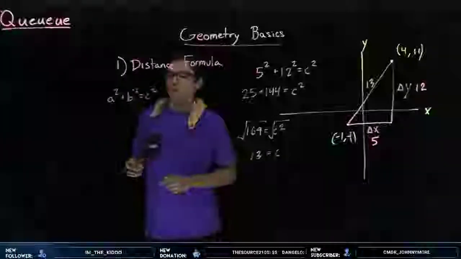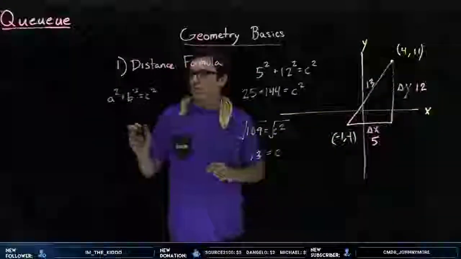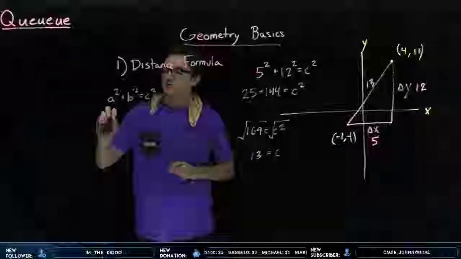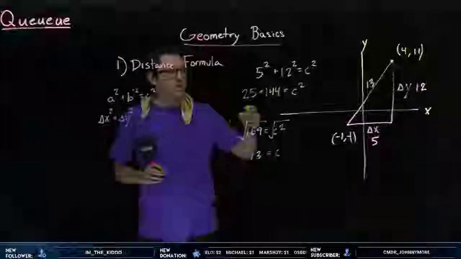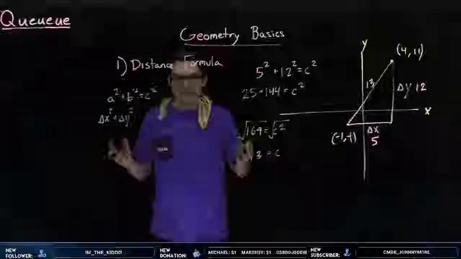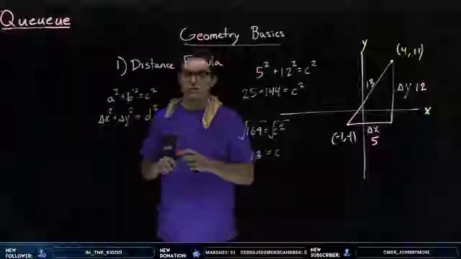Okay, next thing. Our a and our b, our 2 legs, are the change in x and the change in y. So I'm going to rewrite this as delta x squared plus delta y squared. And our c, our hypotenuse, represents d, the distance. So I'm going to rewrite this as d squared. We're trying to solve this thing for the distance.